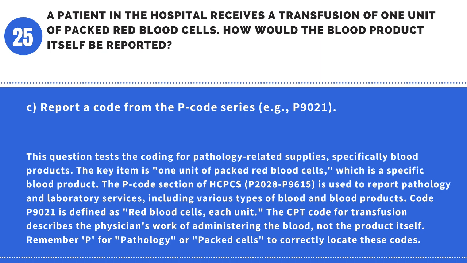This question tests the coding for pathology-related supplies, specifically blood products. The key item is 1 unit of packed red blood cells, which is a specific blood product. The P code section of HCPCS, P2028 P9615, is used to report pathology and laboratory services, including various types of blood and blood products. Code P9021 is defined as red blood cells, each unit. The CPT code for transfusion describes the physician's work of administering the blood, not the product itself. Remember P for pathology or packed cells to correctly locate these codes.